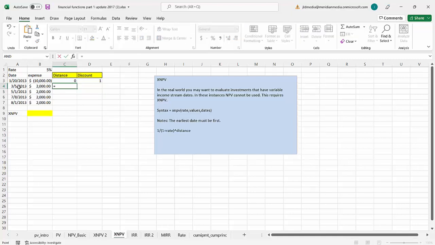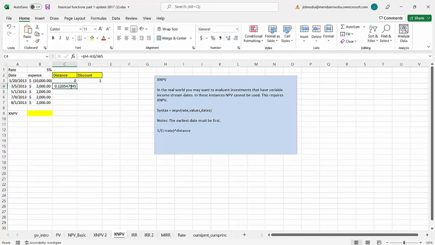So now the second distance is going to be slightly different, right? We're going to take our date of 3/5/2013. We're going to subtract from that date our 1/20/2013. We're going to divide that by 365. And what that's telling us is the fraction of the year, basically, instead of telling us the actual number of days, which is what you would get if we didn't divide by 365. So boop, we're going to get that.